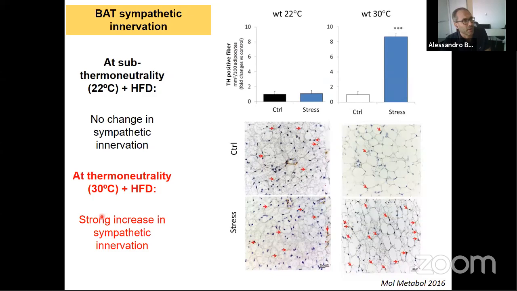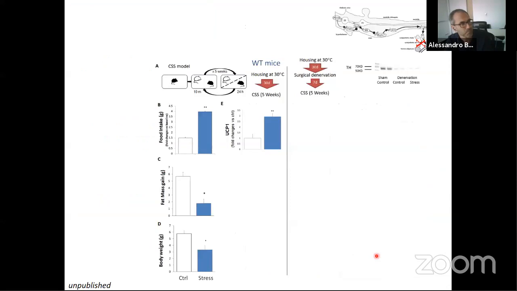It's not just the brown adipose tissue. Sympathetic nerves follow the same trend, a massive increase in sympathetic reinnervation of this organ induced by stress at thermal neutrality. And then that led to the follow-up question, which is still unpublished these days. That is, if sympathetic nerves are increased and the brown adipose tissue is recruited, can we prevent this effect by doing a surgical denervation of the brown adipose tissue?